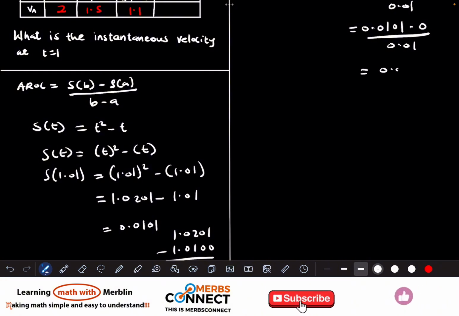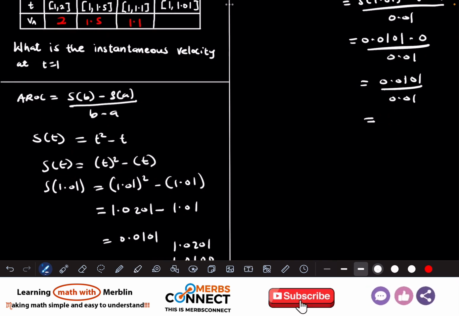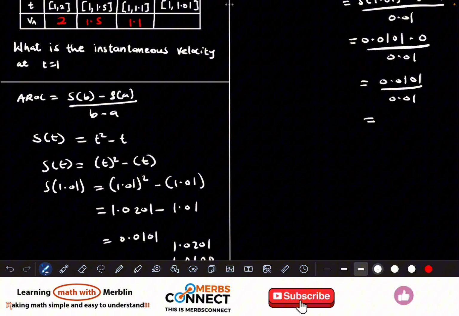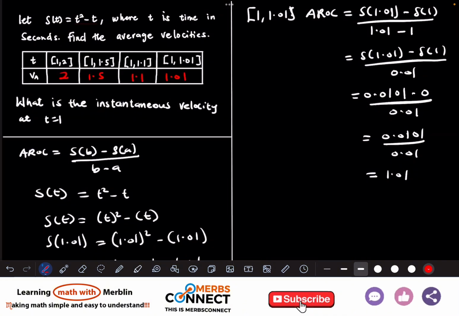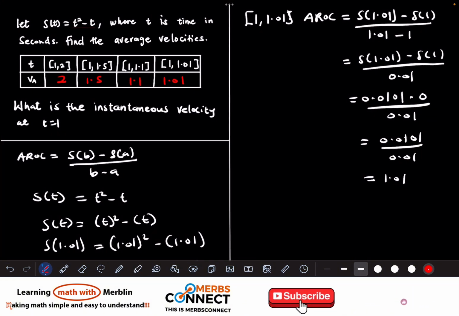This is 0.0101 divided by 0.01, and this is going to give us what are we going to get? So if I move this one 1 2 1 2, okay, so we get 1.01. Good. So this is also going to give us 1.01. So now these are the average velocities, but let's look at the instantaneous rate of change.